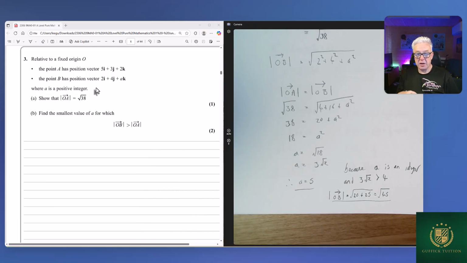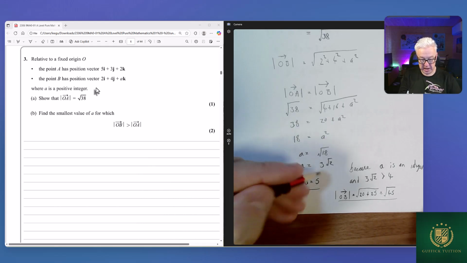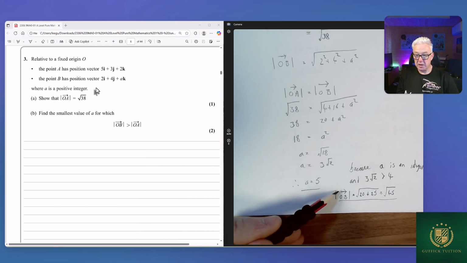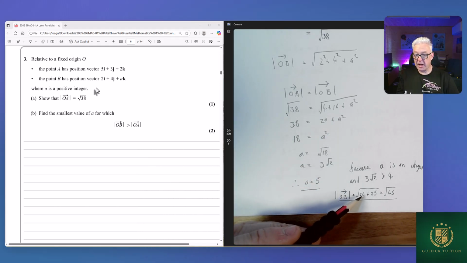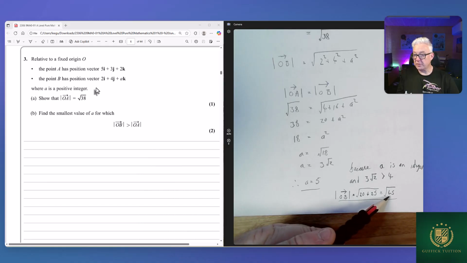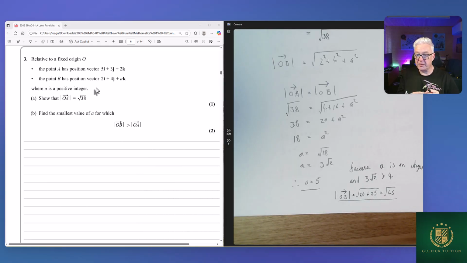Now, 3 root 2, so let's think about that. 3 root 2 is bigger than 4, so therefore the smallest integer value of a for which OB is bigger than OA is going to be when a is equal to 5, okay? And we can test that because when a is 5, we're going to have 20 add 25, which is root 45, and root 45 is bigger than root 38. So the answer for that one is that a is 5.